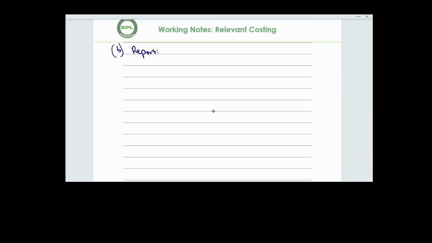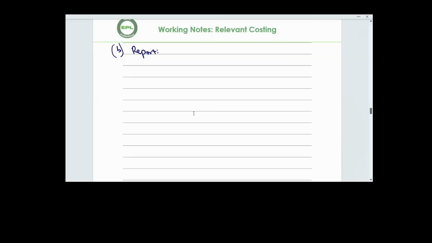What kind of report do you want to write? Is it a memo kind of report, or is it a letter kind of report? The person that is writing the report and whom you are writing the report to will determine whether it's going to be an internal memorandum or a letter.